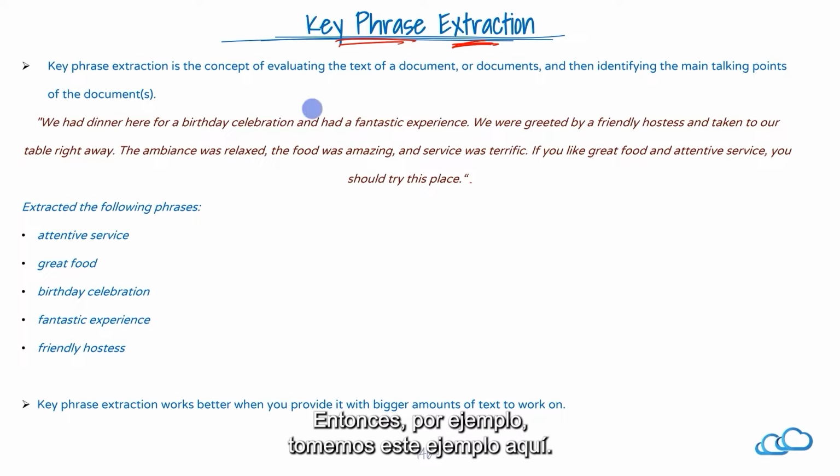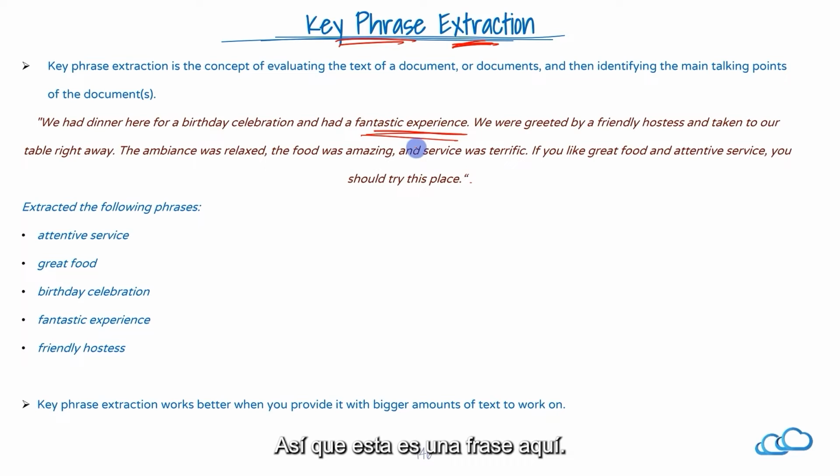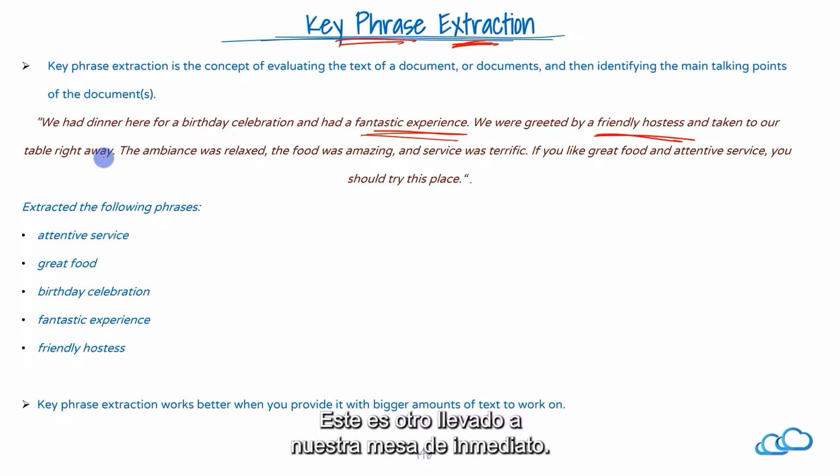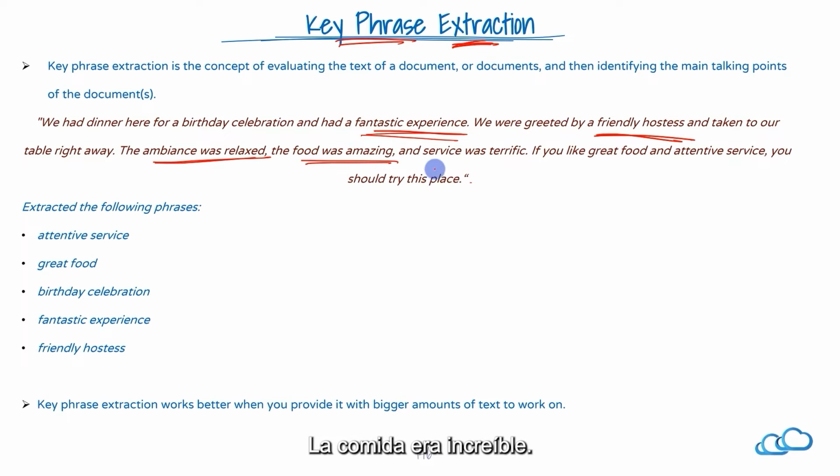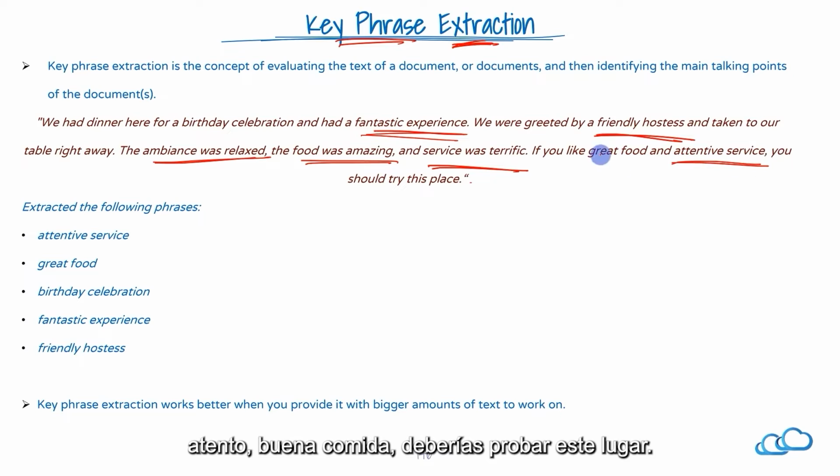So for example, let's take this example here. We had dinner here for a birthday celebration and had a fantastic experience. So this is a phrase here. We were greeted by a friendly hostess. This is another. Taken to our table right away. The ambience was relaxed. Food was amazing. Service was terrific. If you like great food and attentive service, you should try this place.